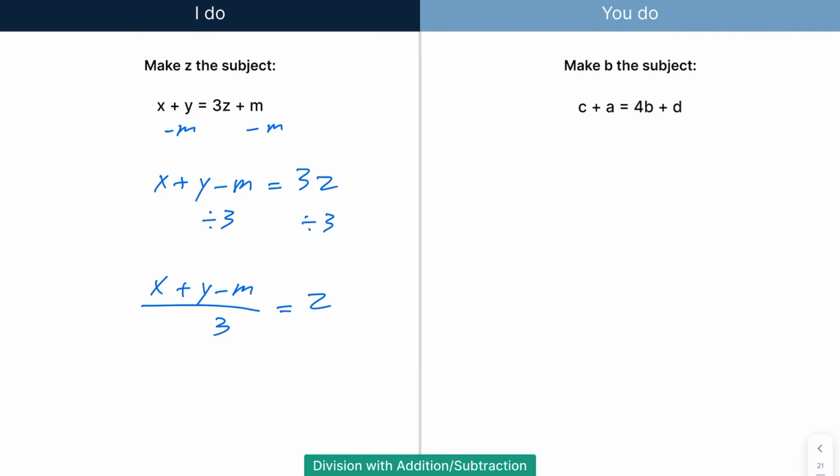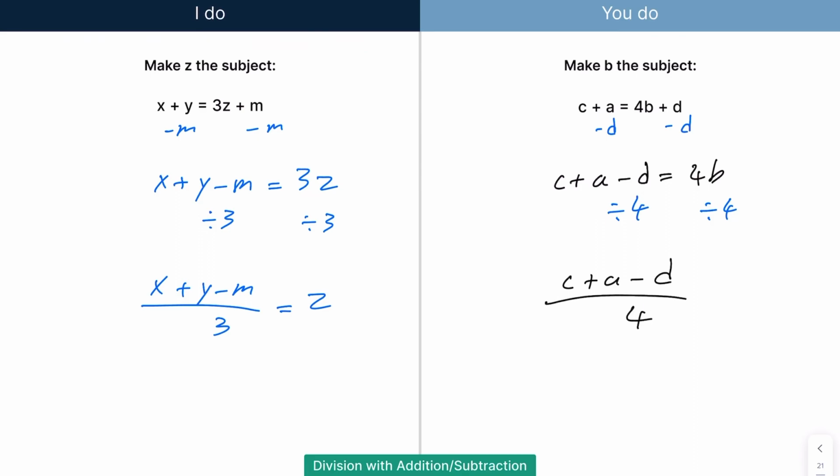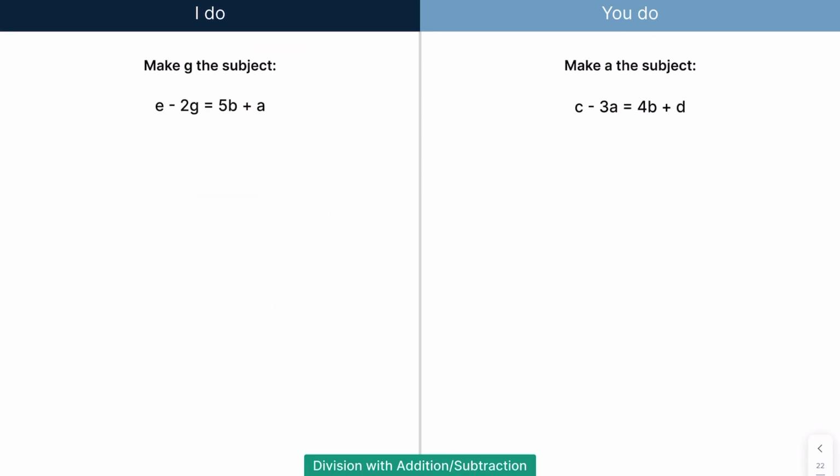So on the right, we've been asked to make b the subject of the formula. So in order to make b the subject of this formula, let's get rid of the d first. So that becomes c plus a minus d is equal to 4b. And then divide each side by 4 to get rid of the 4. And you end up with c plus a minus d all over 4 is equal to b.